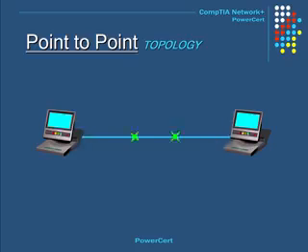Now, a point-to-point topology is two hosts that are directly connected to each other using a single cable. These hosts could be computers, switches, routers, servers, and so on. So a point-to-point topology is the simplest form of topology there is.